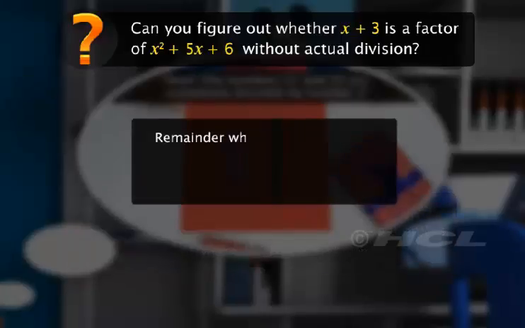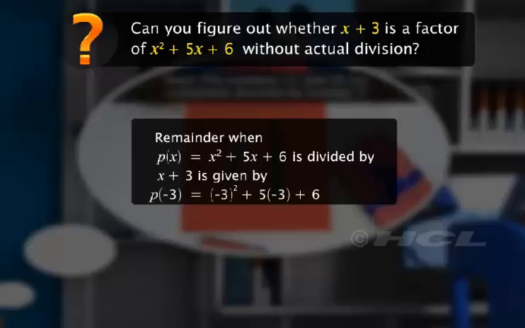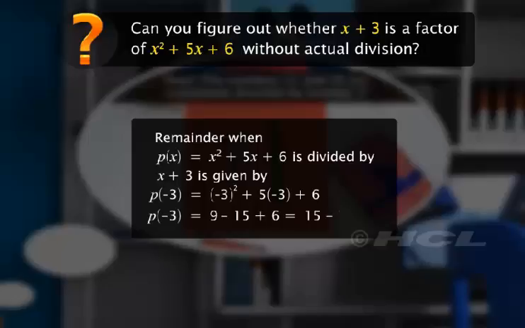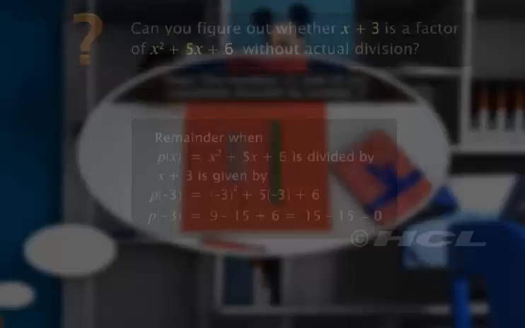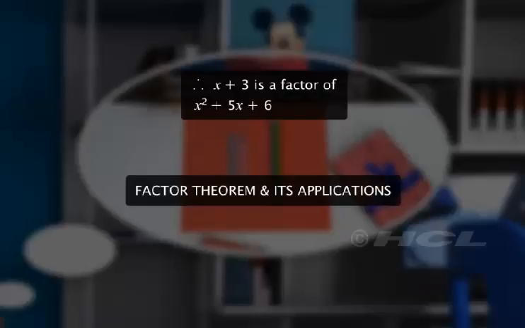So the remainder when polynomial p of x equal x squared plus 5x plus 6 is divided by x plus 3 will be given by p of minus 3. So we get p of minus 3 equal to 0. So x plus 3 is a factor of the polynomial x squared plus 5x plus 6. This special case of remainder theorem when the remainder is 0 is called the factor theorem.